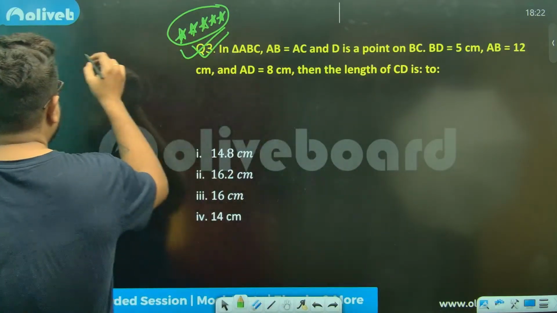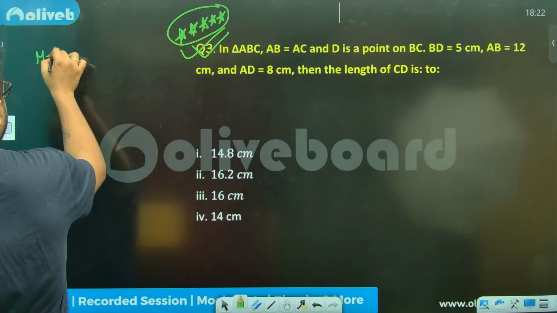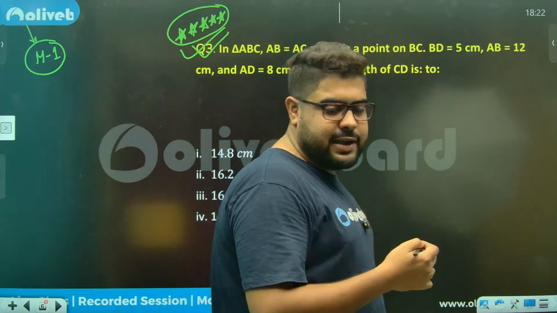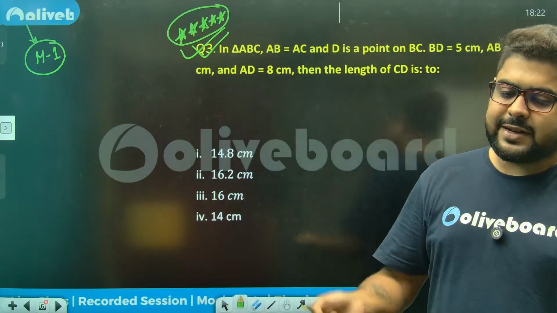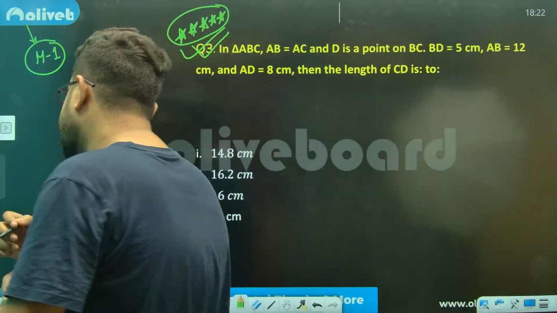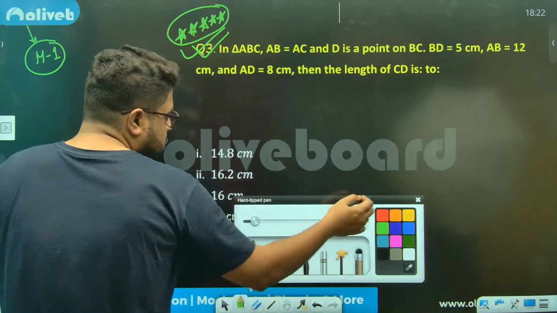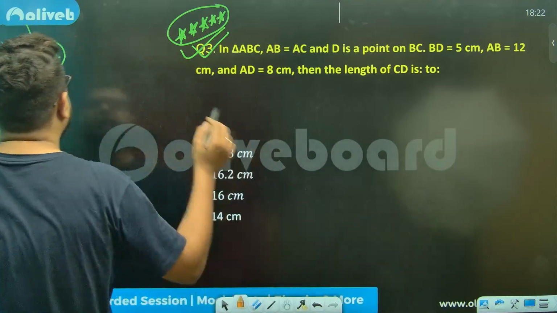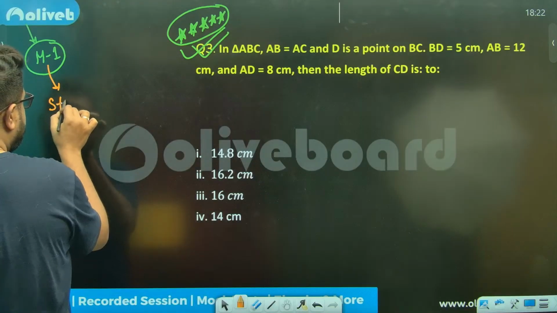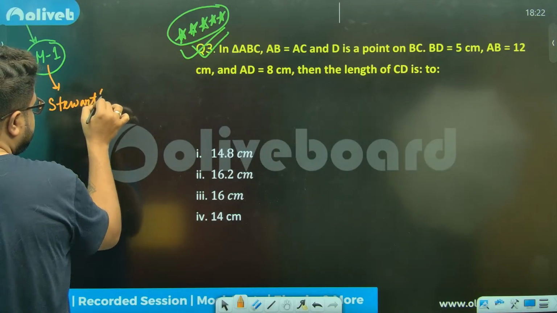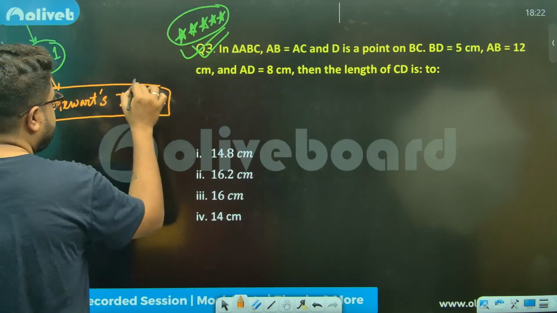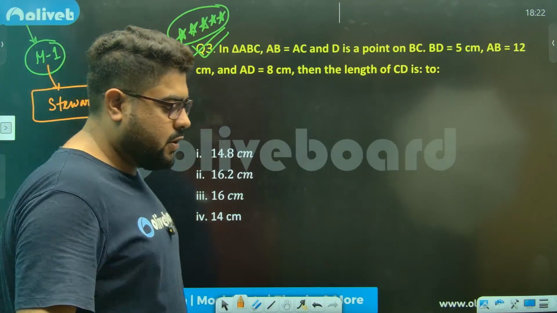I will show you two methods. One is the shorter method, and one is generally a broad spectrum method. In my batches, I don't know whether everybody knows it or not, so I'll show you the second method. This is a simple question if you know something called Stewart's theorem. In my foundation batches, the crash course, and the booster course, I have gone through this.